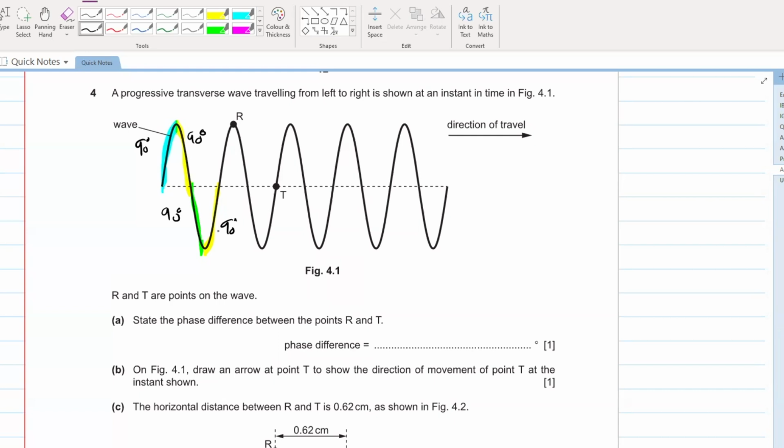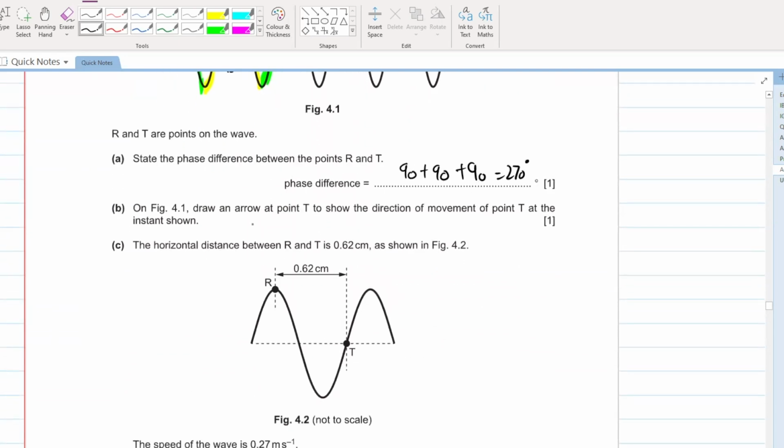Let's apply the same logic here. Let's see points R and T. बेटा points R और T को देखते हैं. This is 90 degree. This is further 90 degree. This is further 90 degree. तीन 90 degrees कितना ऐड अप हो जाएंगे? 90 plus 90 plus 90. The total phase difference is 270 degrees. Simple.